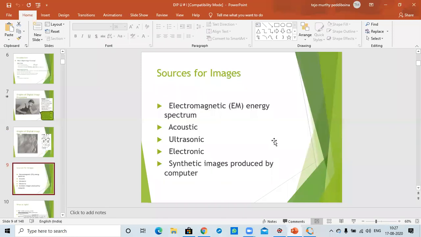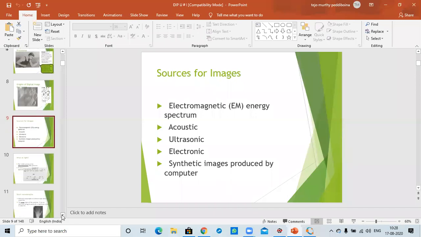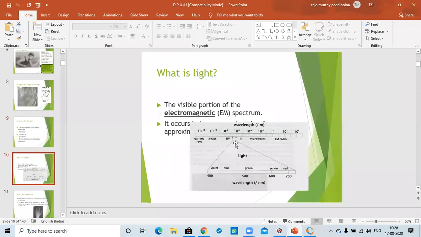What are the sources of images then? There may be electromagnetic energy spectrum. You can have acoustic also. Ultrasonic images may be there. Electronic images are there. Synthetic images produced by computer. These are the different types of images we have. So that means we require these imaging sources. So that means the entire visible spectrum, electromagnetic spectrum, we can use for image.